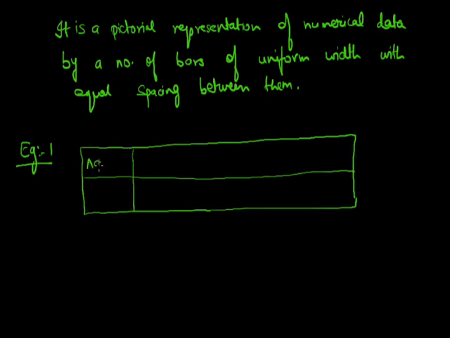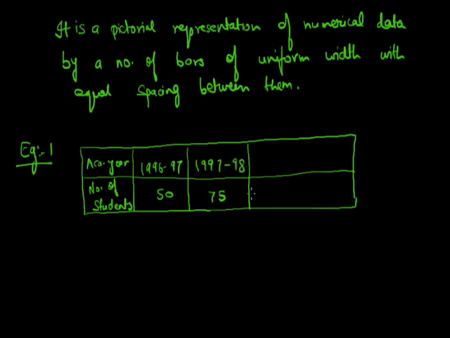So here it is given academic year, and here it is given number of students. So academic year data is given as 1996 to 97. Number of students are 50. Accordingly, between 97 to 98, academic year 97 to 98, number of students are 75.